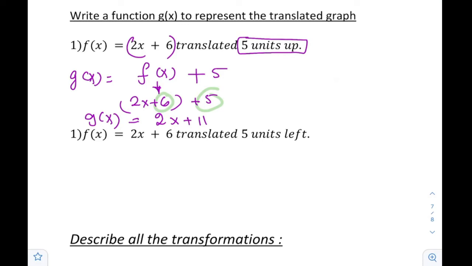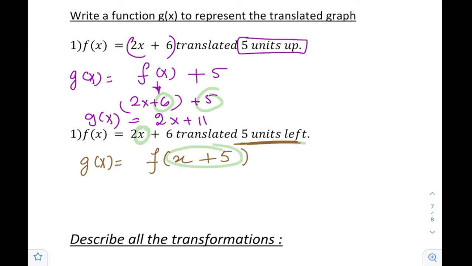As for the second case, if it was the same function f of x but it's translated 5 units left, what will happen? Now g of x will be f of x, and since it is 5 units left, then it will affect inside the group. 5 units left means plus 5. So what will happen here? Instead of any x, I will put the x plus 5. I will replace 2 and then open a bracket. This x will be x plus 5 and I will put the 6 outside.